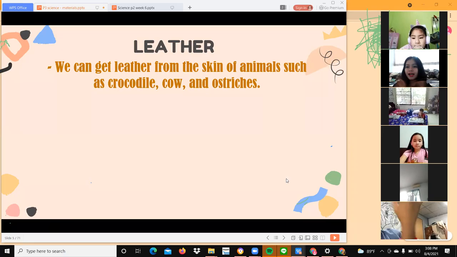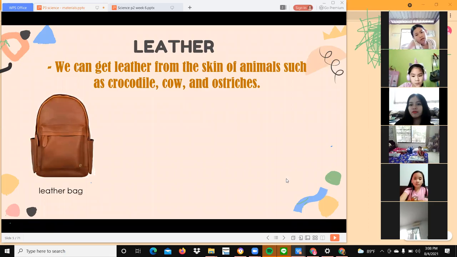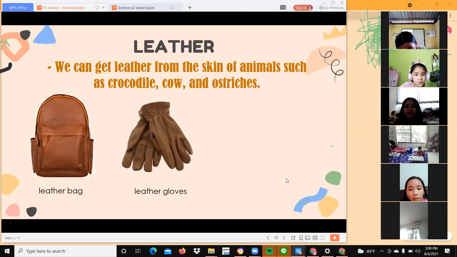We have here some examples of objects made out of leather. We have here a leather bag. Say leather bag. Okay, we also have here leather gloves. Leather gloves. Okay, we also have a leather belt.